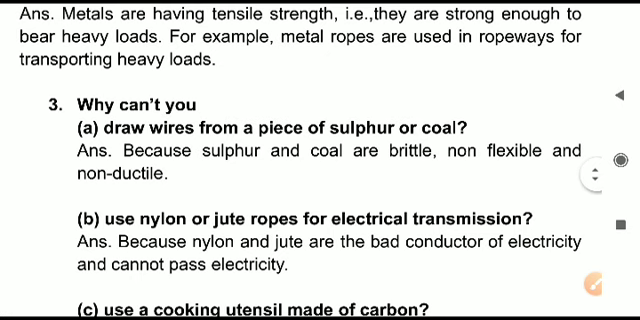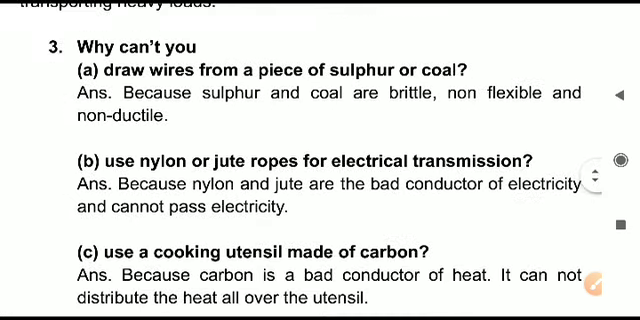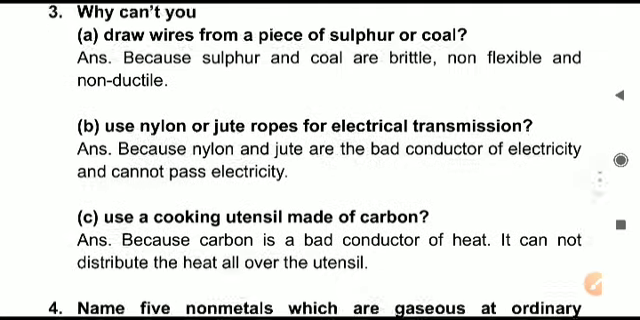Question 3, A part. Why can't you draw wires from a piece of sulfur or coal? Because sulfur and coal are brittle. Brittle means they are weak, non-flexible and non-ductile. Ductility is the property by which we can convert any metal into wires, like aluminum wires, copper wires. That is just because they are ductile. But sulfur and coal are non-metals and they are non-ductile. That is why we cannot convert them into wires.